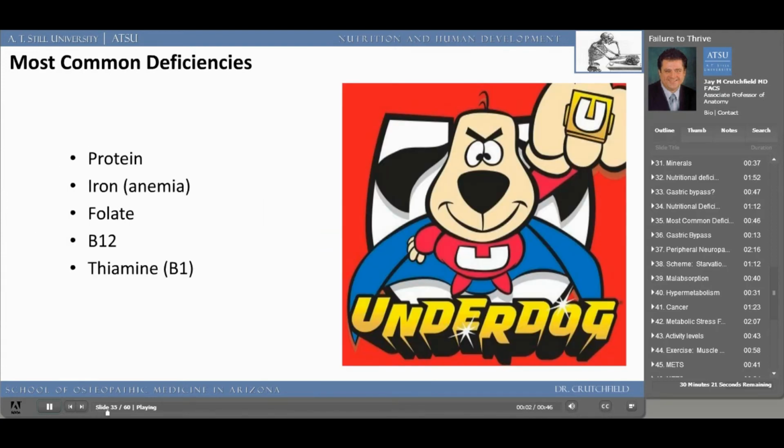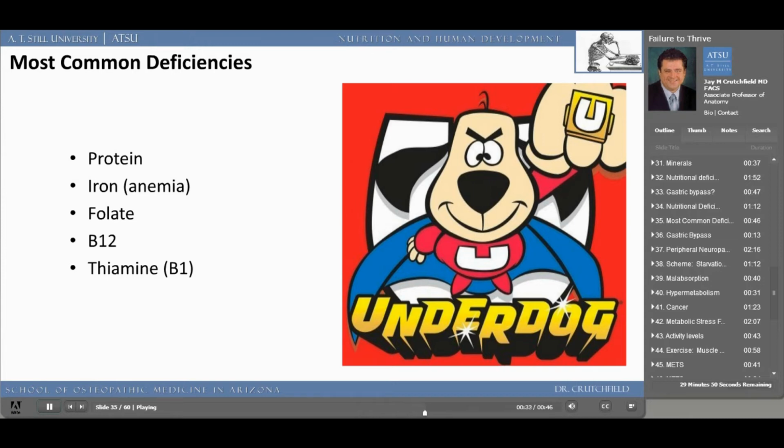The most common deficiencies you know about: protein deficiencies, mostly in patients that you'll see who have cirrhosis, or patients who have kidney disease. Iron, causing a microcytic anemia. Folic acid, this can be dangerous in a woman who's pregnant, which can lead to a neural tube defect in the baby. Vitamin B12 in patients with Crohn's disease or gastric bypass. And thiamine, vitamin B1. These are the most current ones that you'll see in America and need to address.